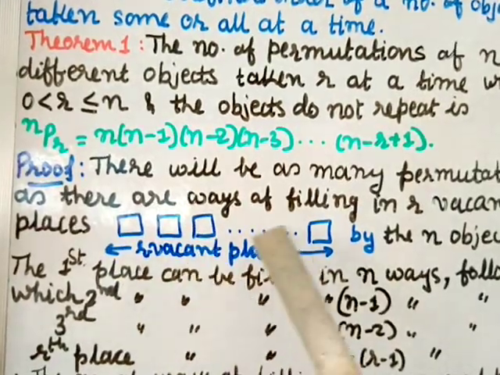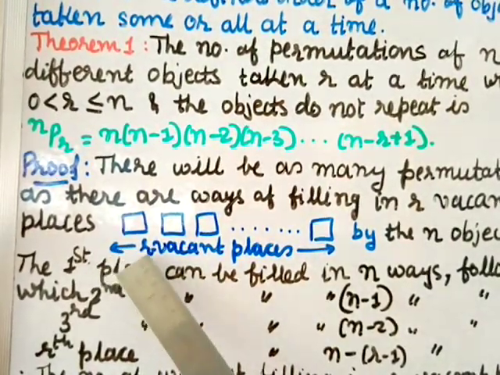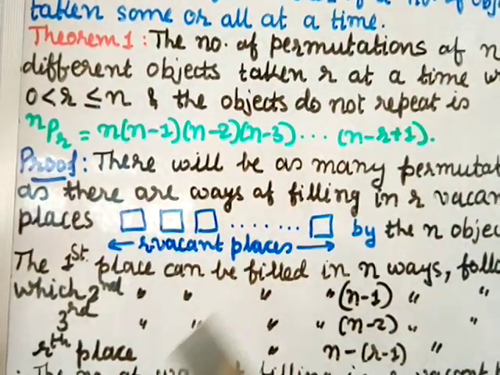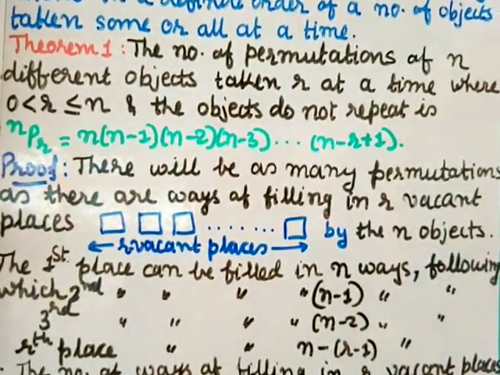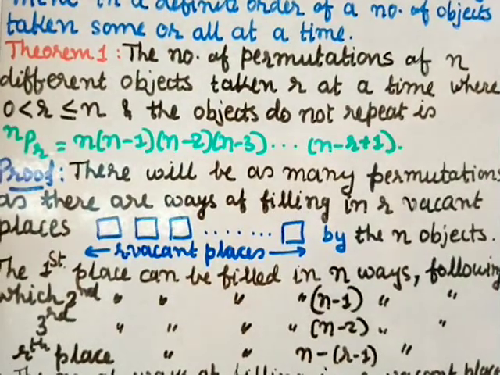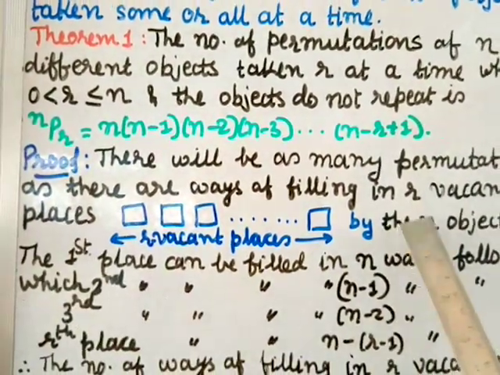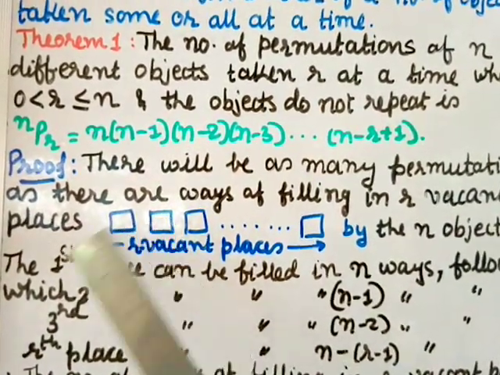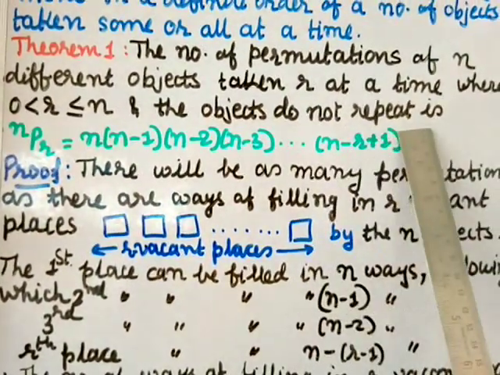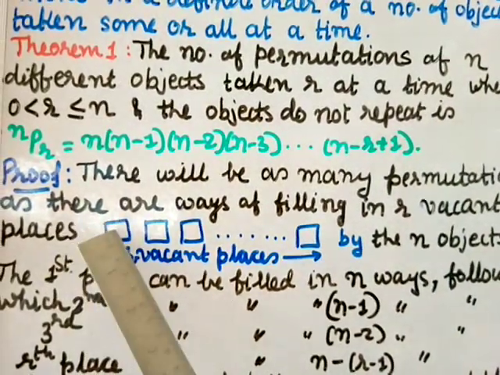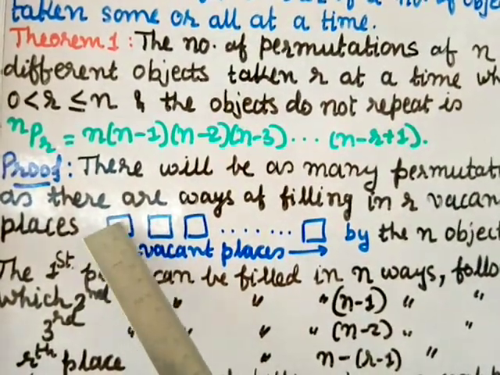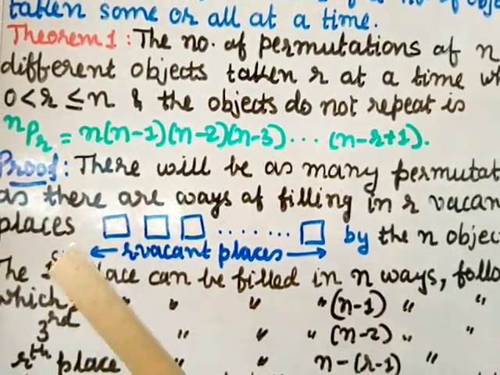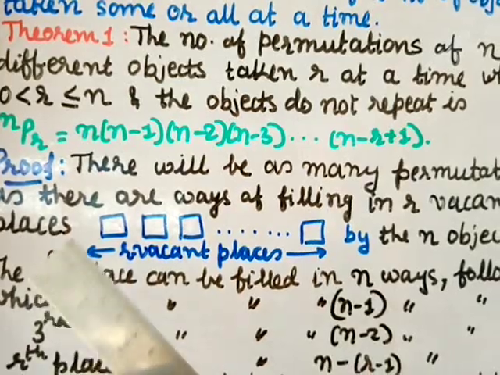So 1, 2, 3 up to r vacant places. Write the boxes and label them as r vacant places. Now we are going to fill these vacant places by n objects. The first place can be filled by the n objects in n different ways. Now for the second one, there is no repetition. Therefore, since one place is filled, for the second place we have n minus 1 ways. For the third one it will be n minus 2, and so on.